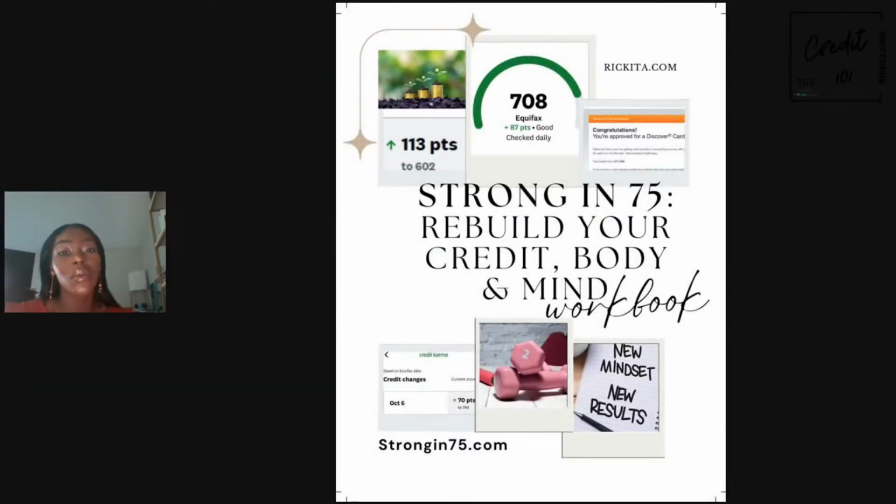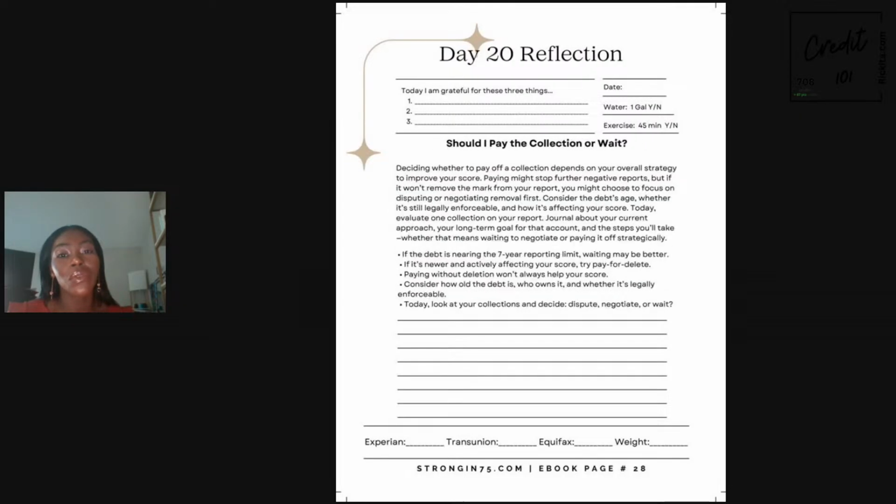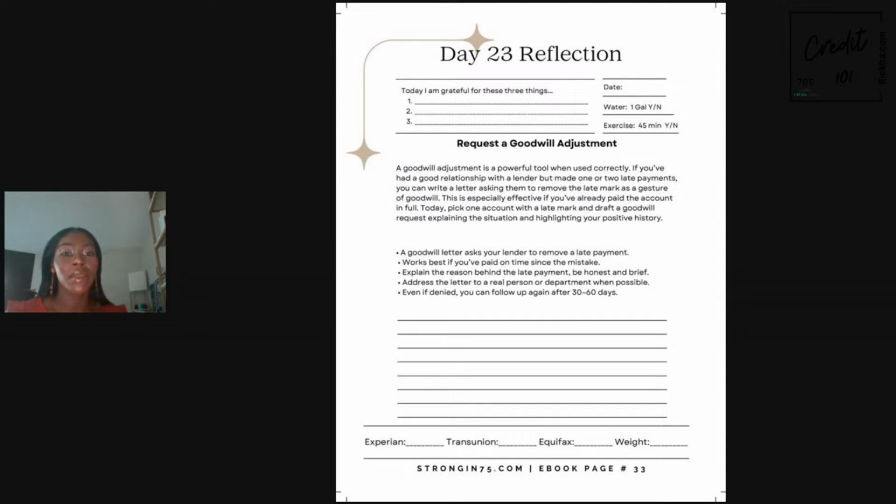Okay, thank you. So I want you guys to understand that a Goodwill letter is basically us asking them to remove the late payments because you probably were late on it. Goodwill means that we did not mean to be late, but it happened, and we want them to remove those late payments. So it's kind of like us begging in a way. Let's keep it real, we're kind of begging for them to remove the late payments.